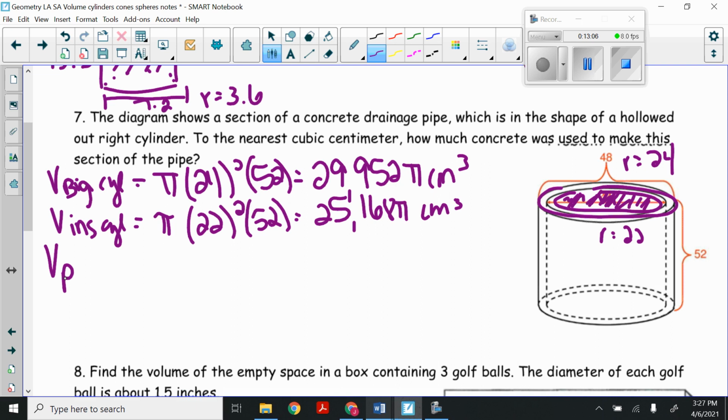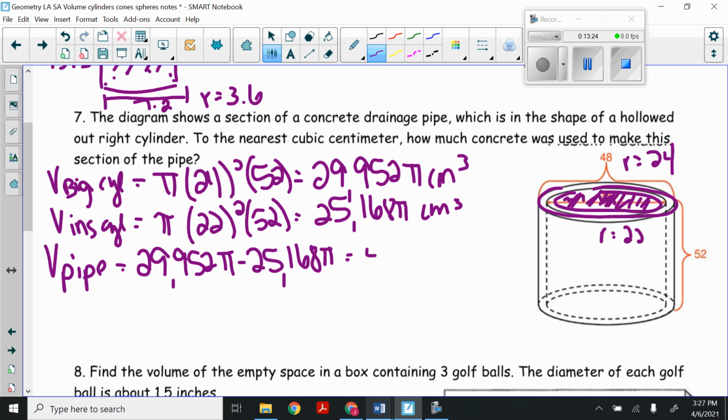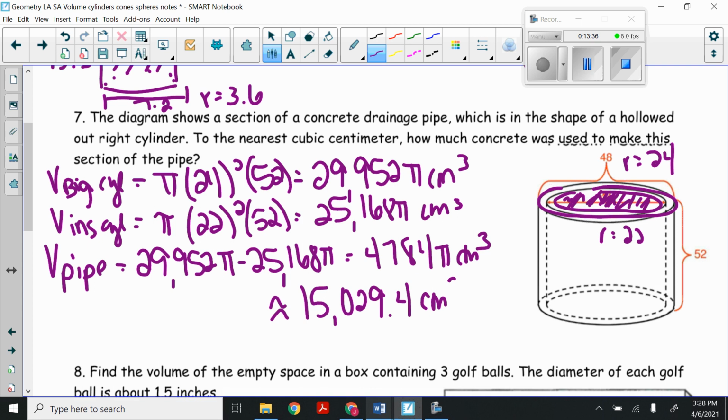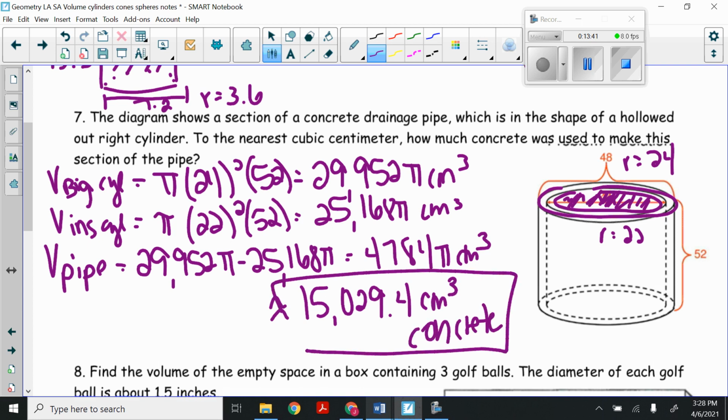So the volume of my pipe is the volume of my big cylinder, 29,952 pi, minus the volume of what was inside that got taken out, 25,168 pi. All of that gets us 4,784 pi cubic centimeters. Multiply all that through by pi, that's approximately 15,029.4 cubic centimeters of concrete that was used to make that drainage pipe.